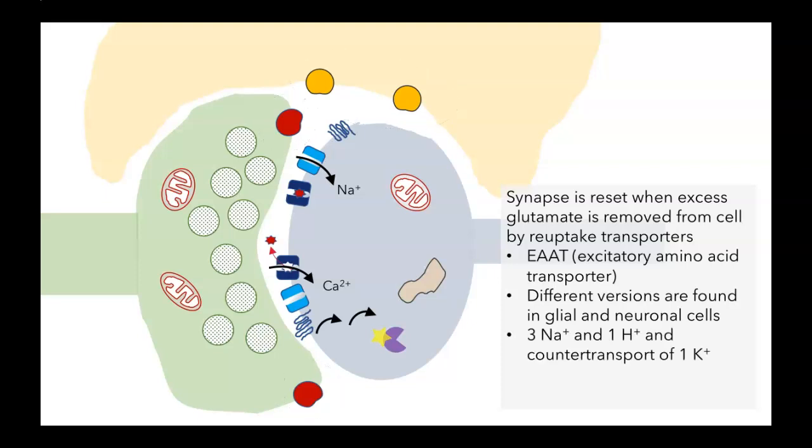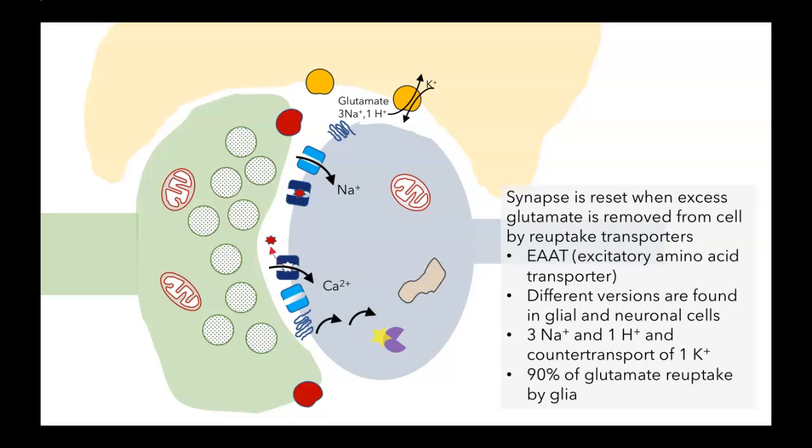They operate with a somewhat ridiculous stoichiometry. For example, some of them will move 3 sodium ions, 1 proton, and countertransport a potassium ion every time they want to move 1 glutamate out of the cleft and back into a glial cell. It's not by coincidence that I drew the reuptake of glutamate into the glial cell. At synapses in the vertebrate nervous system, 90% of the glutamate reuptake is actually done by the glial cell.